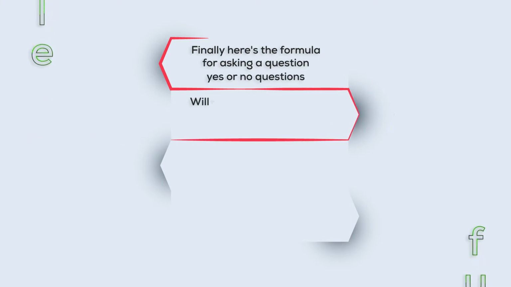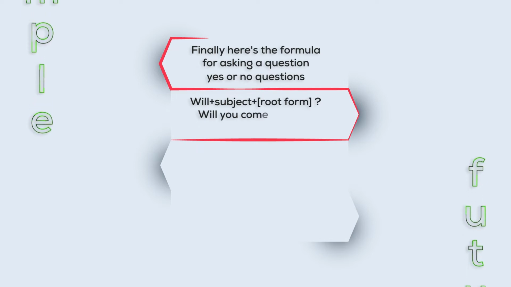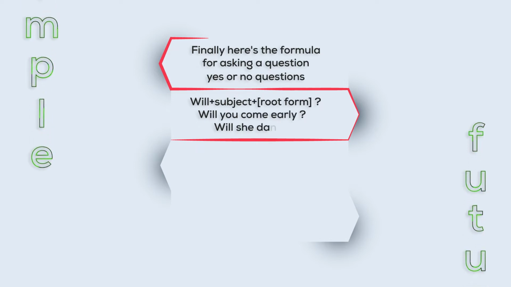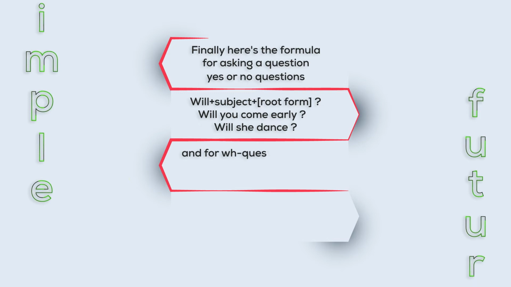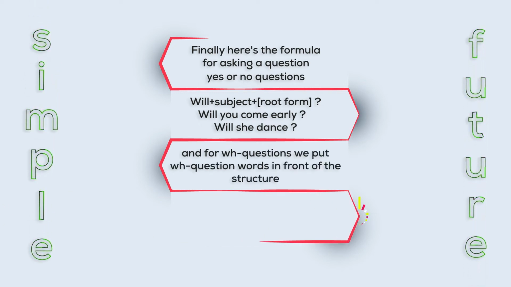Finally, here is the formula for asking a question. Yes or no questions: will plus subject plus root form. Will you come early? Will she dance? And for WH questions, we put WH question words in front of the structure. Why will you come early? Where will she dance?